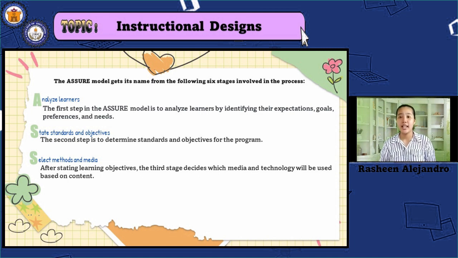Next, letter S. State standards and objectives. Here, you need to determine the objectives and the standards for the program. The question here is, what do students need to learn? Remember that objectives should be concrete, demonstrable, and testable. Another letter S, select methods and media. After stating the objectives, the third stage decides which media or technology will be used based on the content. The question here is, what do instructors need to use in online, hybrid, or face-to-face learning?